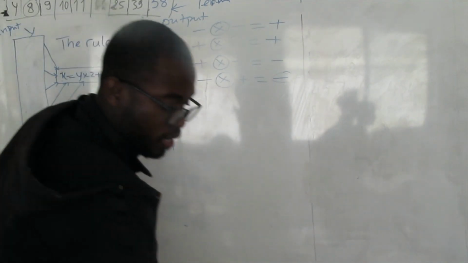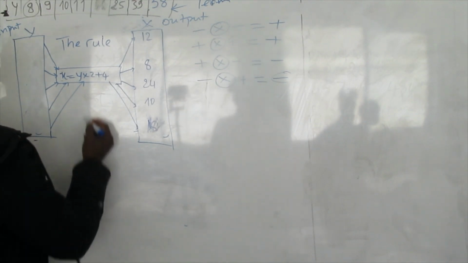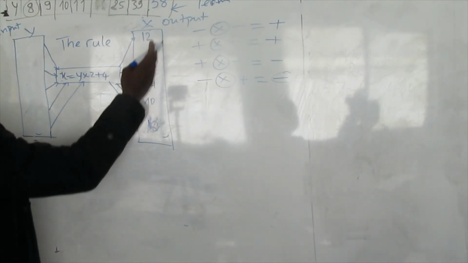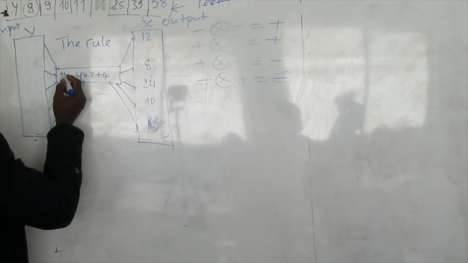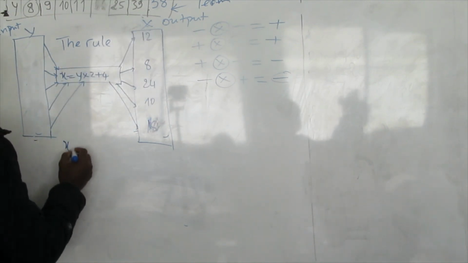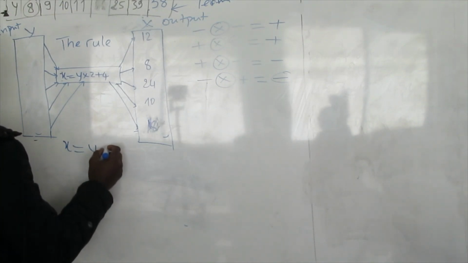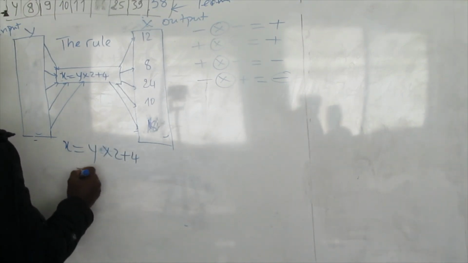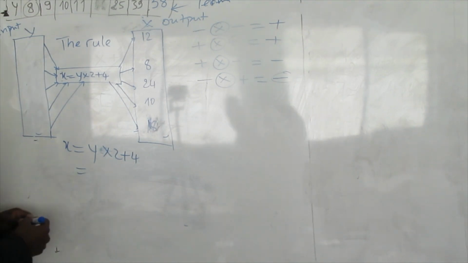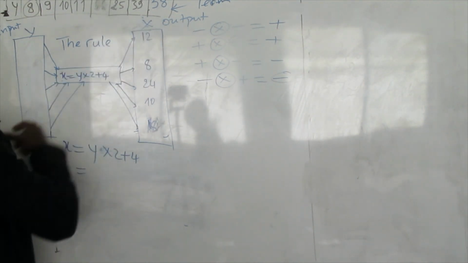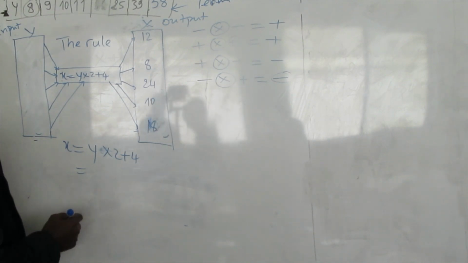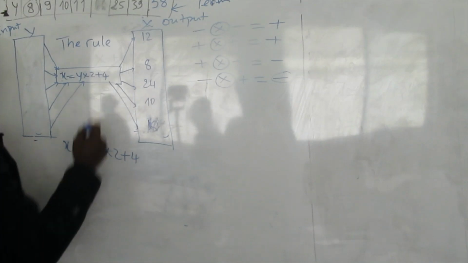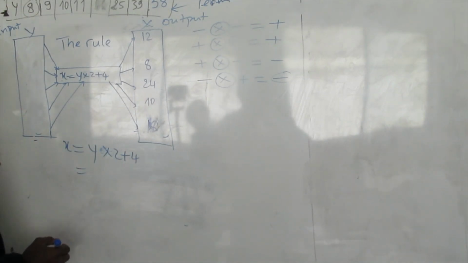So now with this one here, we just follow the rule. They didn't give us the input, we only have the output. So now our rule is x equal to y times 2 plus 4. Now we just have to replace the value. This is our y and our x. So now we're just going to replace the values.